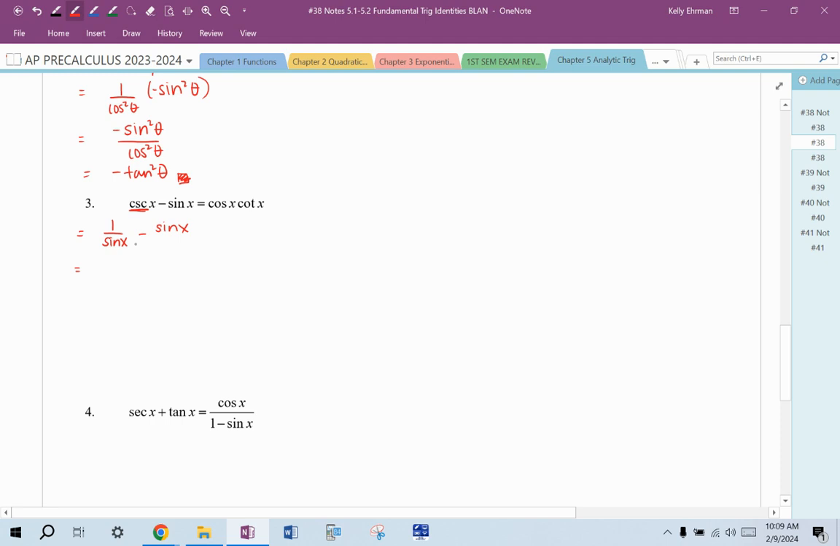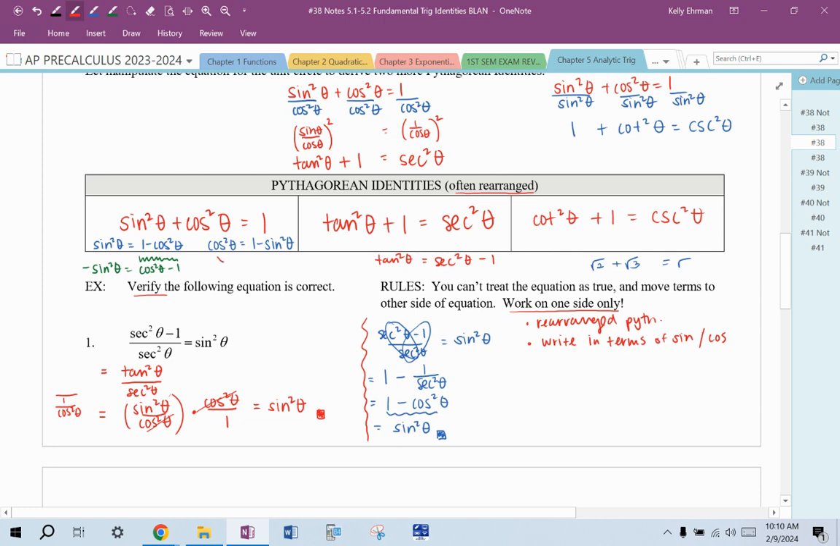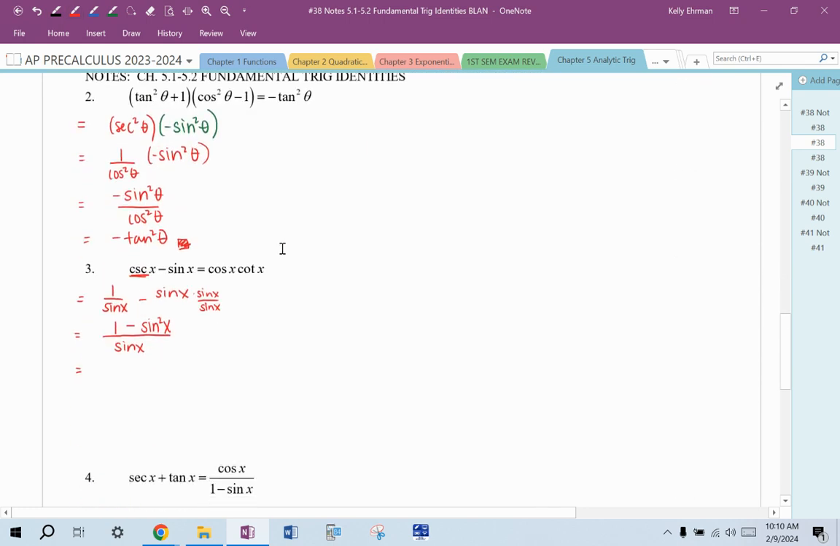If I'm trying to subtract a fraction and another number, I should get a common denominator. So if I put this whole thing over sine x, the first fraction already had the denominator. The second fraction gets multiplied by sine x over sine x to get that common denominator. So that becomes sine squared x on top. 1 minus sine squared x, back to your Pythagorean identities. That is cosine squared. The more that you practice these, the more you'll recognize that pretty quickly, by the way, over sine x.